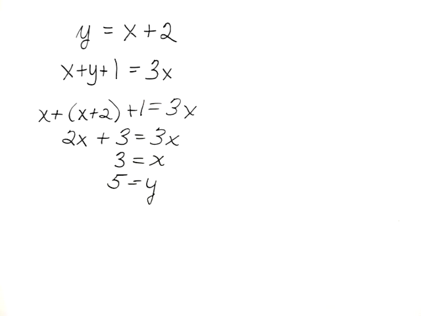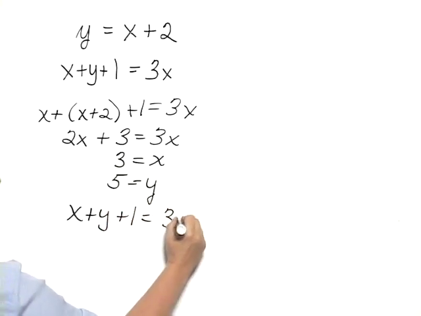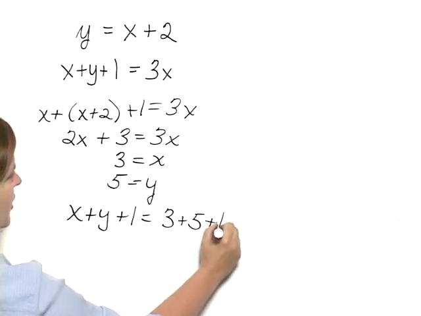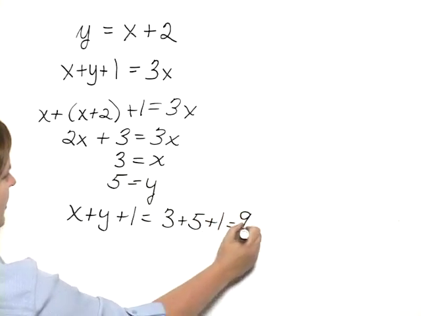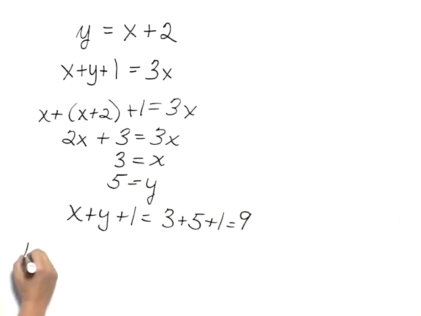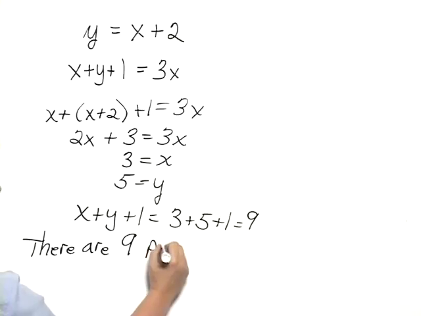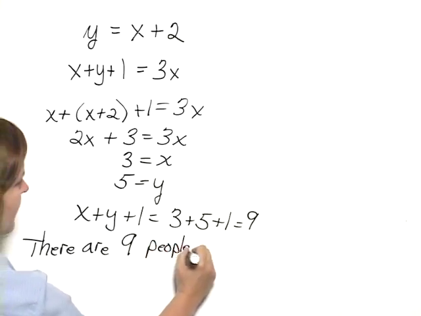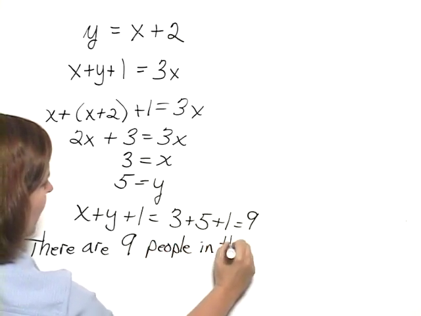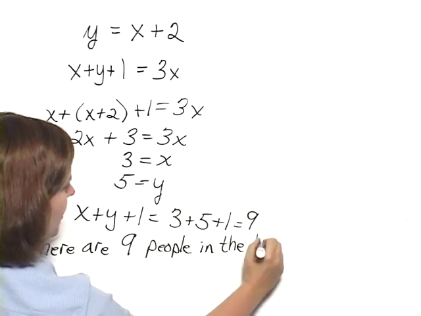Now, if you look back at the problem, it asks for the number of people in the entire line. That was x plus y plus 1, which is 3 plus 5 plus 1, which is 9. So the statement of the answer would be, there are 9 people in the line. People ahead of you, people behind you, and you yourself.